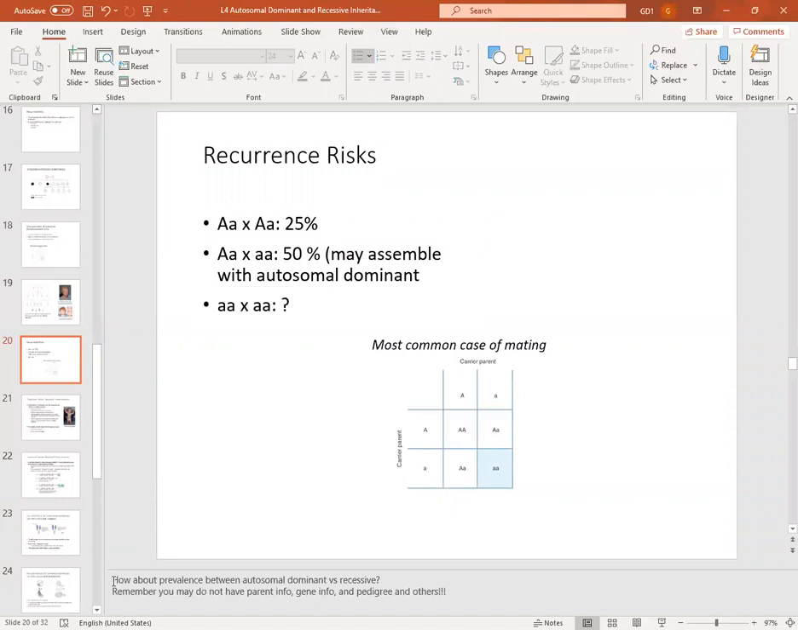So I have one question: how about the prevalence between autosomal dominant and recessive? Which one is more common compared with the other? Dominant or recessive, which one is stronger in the actual society?